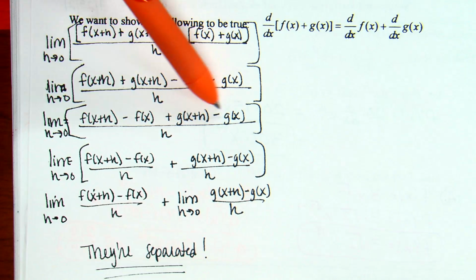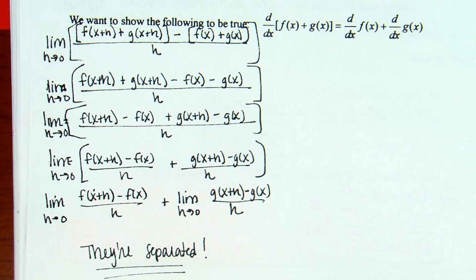And notice this limit represents the derivative of f of x. This limit represents the derivative of g of x. So it's just taking the definition of derivative that's ugly and manipulating it around. So that's just the proof showing us that, yes, we can do that.